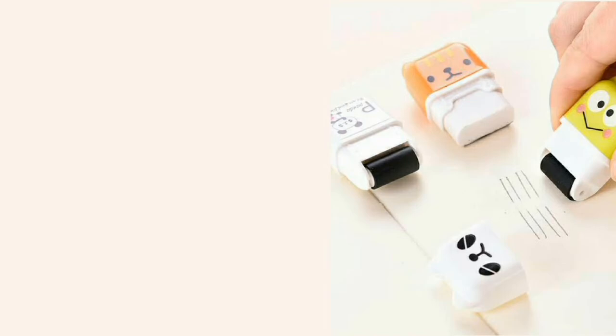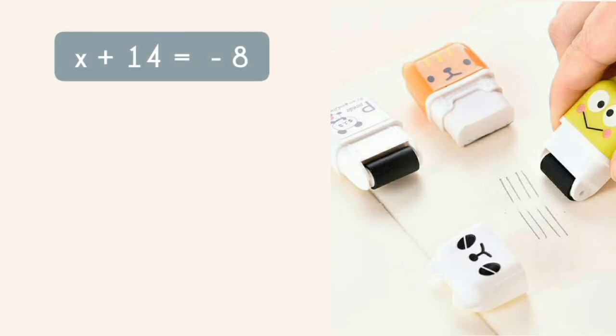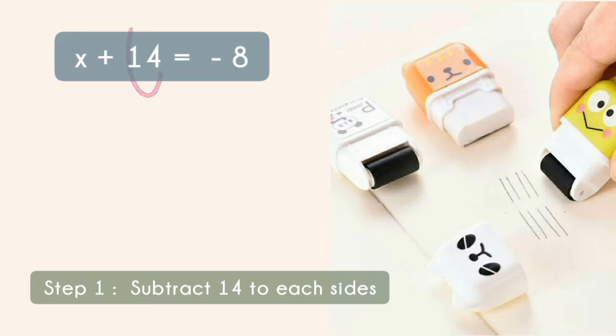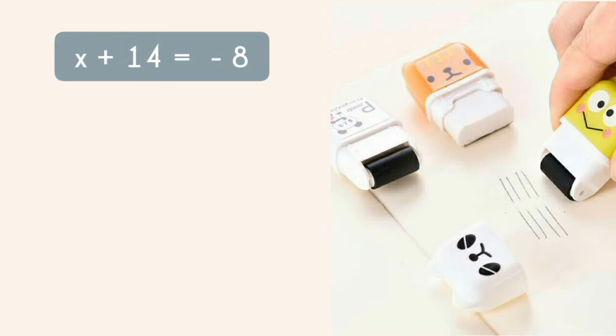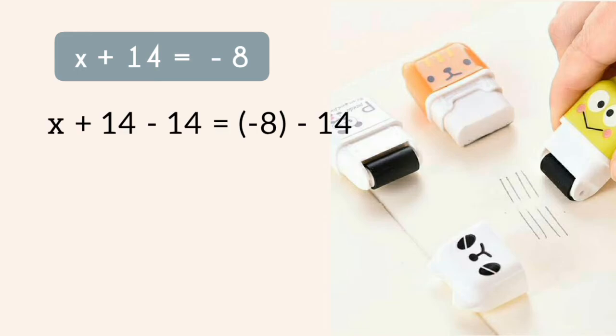We take the next question to find the value of the variable using the subtraction method. Here we have to find the value of x. In the addition method we add the numbers, and in this we have to subtract the number, which is 14. So on both sides we subtract 14. We just write down the expression which says that we subtract 14 from both sides. Don't change the sign of any number.